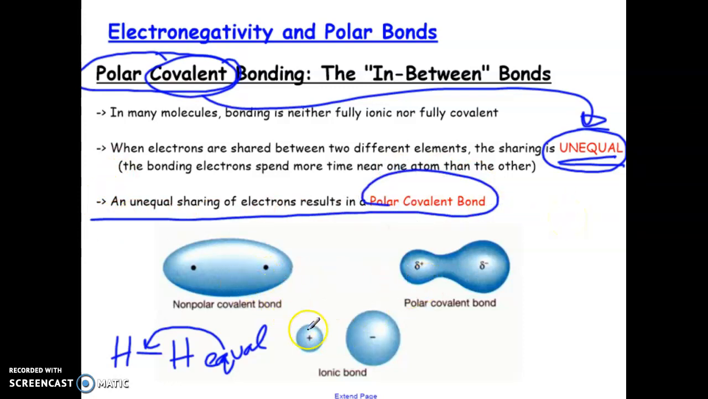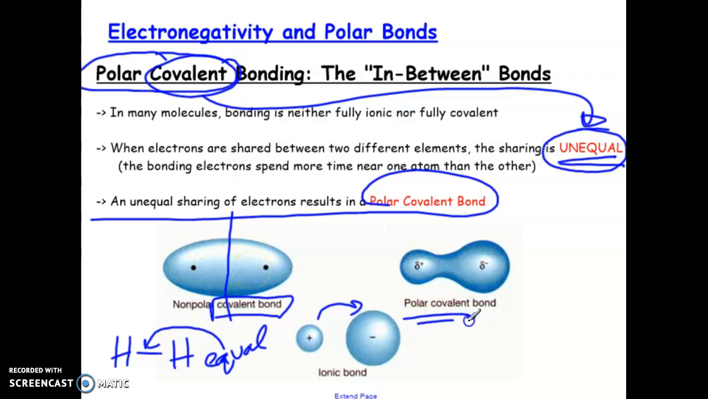So here are the three bonds just to give you an idea. An ionic bond means an electron is lost from one and gained by the other, right? So they have completely stripped away the electron and gained the electron. A non-polar covalent bond, which is the one that you're used to seeing, means that you have electrons that are shared equally. So this blobby thing is representing the electron movements. Notice if you were to split this in half, both sides are equal. It's an even sharing of electrons.